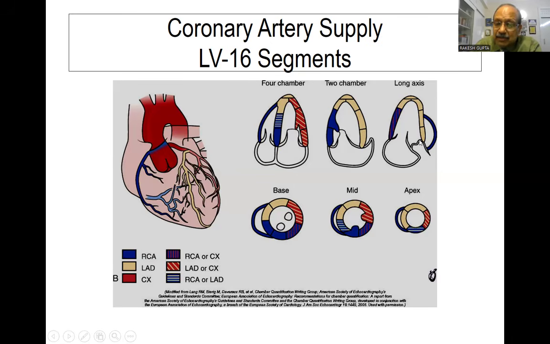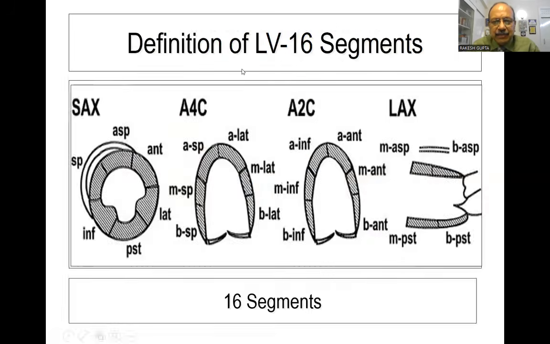Then we have a 3-chamber view. Here this becomes posterior wall, mid and basal, and mid posterior wall, basal anterior septum, mid anterior septum. That becomes an important issue of blood supply. So what we see, 6 segments over here, 6 segments over here, and 4 segments over here. 6, 6, 4. This comes out to the 16-segment model that we see over here.